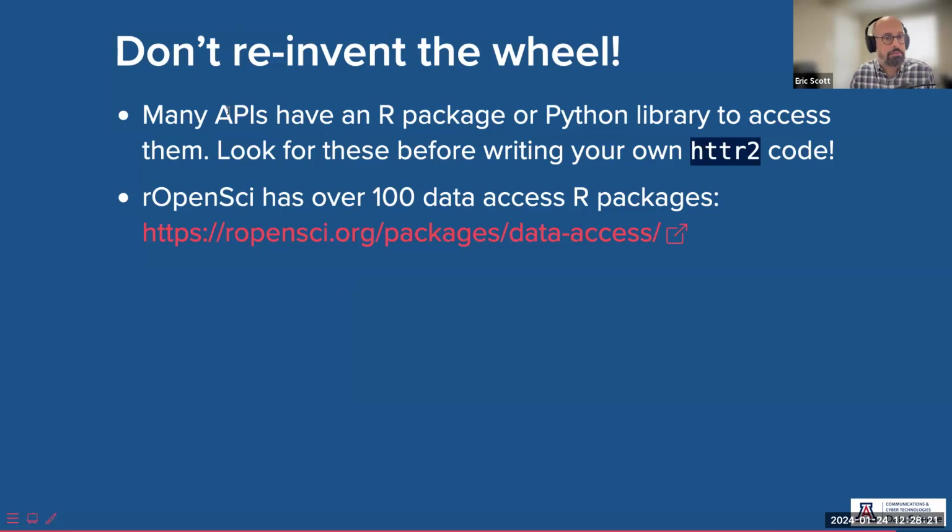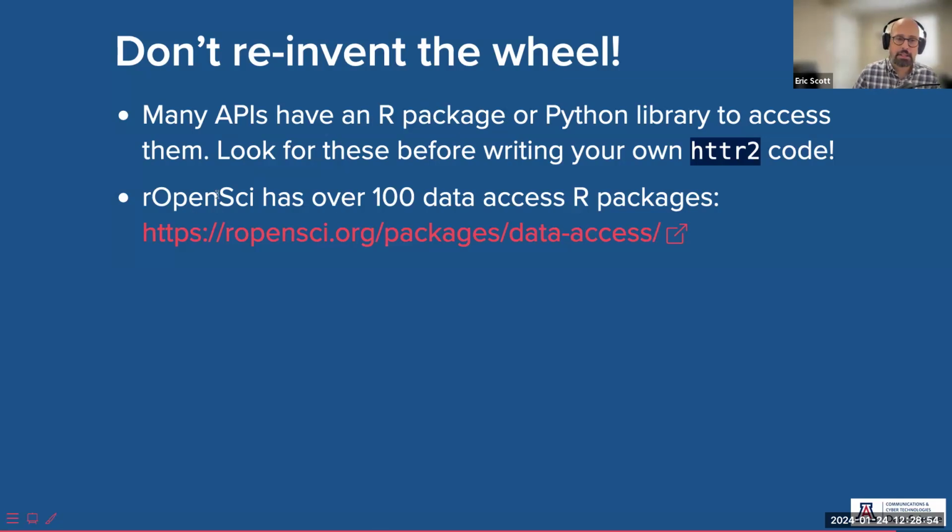So don't reinvent the wheel. This is really useful stuff, but before you start writing httr2 code to access your API, do some due diligence and see if there's an R package that already does it. Because as you could see from this demo, it's not as simple as just writing the request. There's always data wrangling to do. And for many APIs, there is an existing R package that will do that data wrangling for you and make things a lot easier. So an R package or a Python library or something like that.